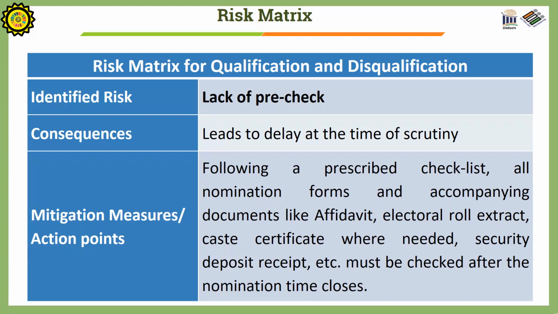Mitigation measures or action points for minimizing the risk are following a prescribed checklist. All nomination forms and accompanying documents like affidavit, electoral roll extract, caste certificate where needed, security deposit receipt, etc. must be checked after the nomination time closes.